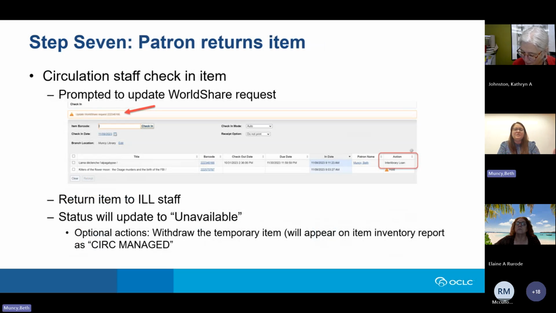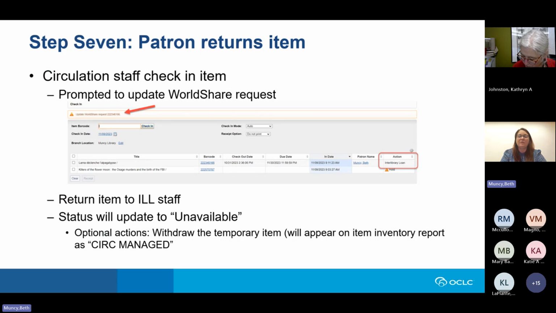Off our patron goes to use the borrowed item. They've used it for their 28 days or whatever it is that they have been given to circulate the item. They come back to the library to return it, and circulation staff will check the item in. They'll get the prompt at the top of the screen indicating that this is a WorldShare ILL request, so it needs to go back to the ILL team. It's then returned to that team.